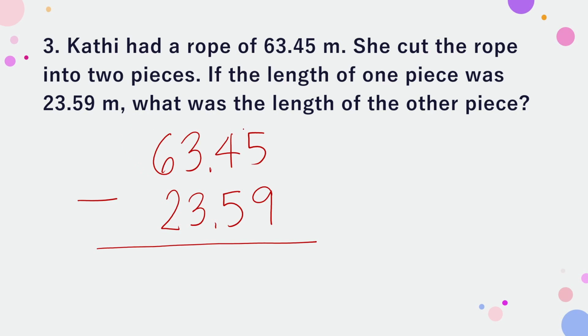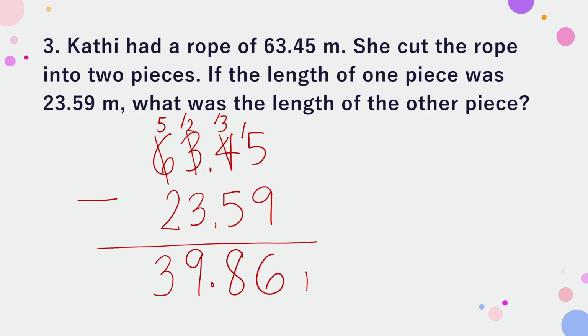So borrowing, 5 becomes 15, the 4 becomes 3. We borrow again, the 5 becomes 4... Okay, 15 minus 9 is 6. What about 13 and 5? 8. What about 12 and 3? 9. What about 5 and 2? 3. So the second piece is 39.86 meters long.